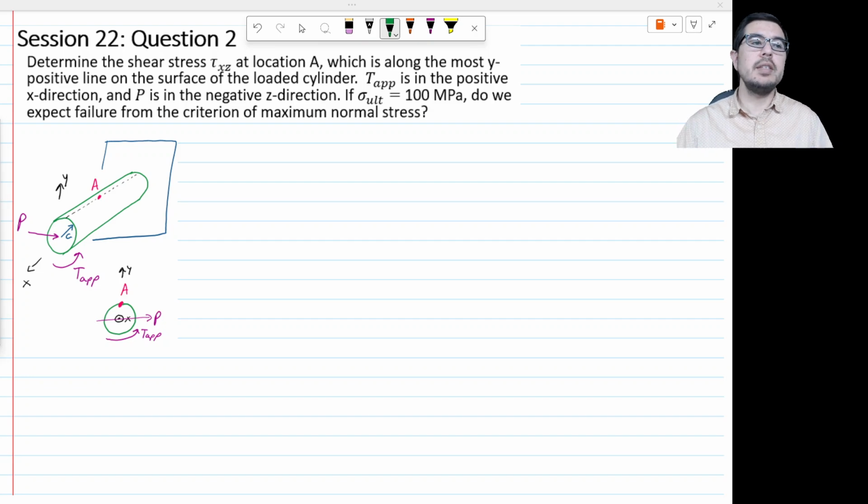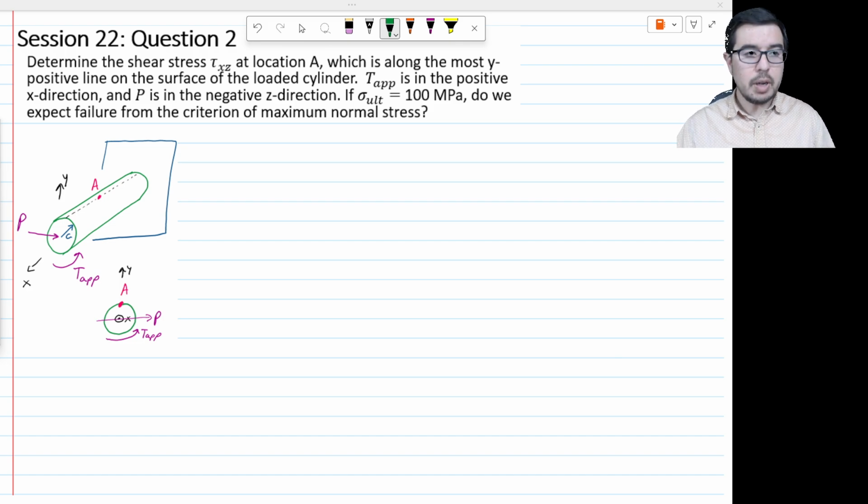This question states, determine the shear stress tau xz at location A, which is along the most y positive line on the surface of the loaded cylinder. T app is in the positive x direction and P is in the negative z direction. If sigma ultimate equals 100 megapascals, do we expect failure from the criterion of maximum normal stress?